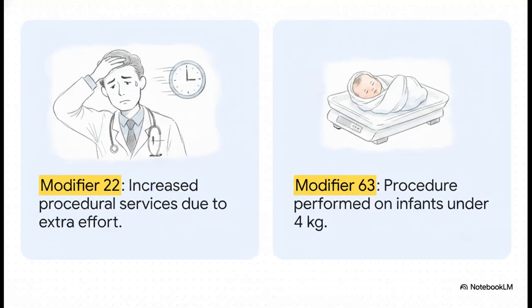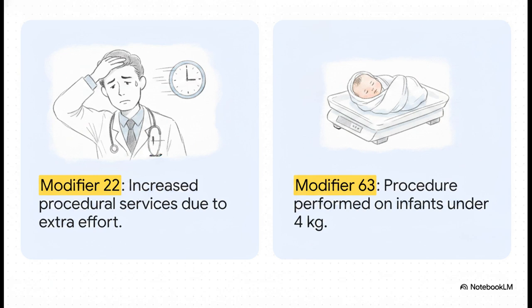So modifiers are essentially the grammar that tweaks our coding language when reality throws a curveball and justifies increased reimbursement, because things don't always go by the textbook. If a patient's morbid obesity means a standard procedure suddenly requires way more time and effort, the provider can just tack on Modifier 22 to their CPT code. Or, completely on the flip side, if a surgeon is operating on a tiny little infant weighing less than 4 kilograms, they use Modifier 63.